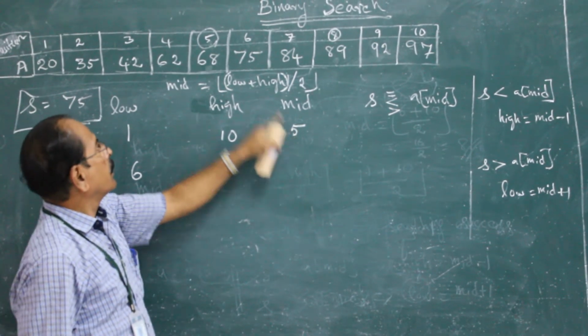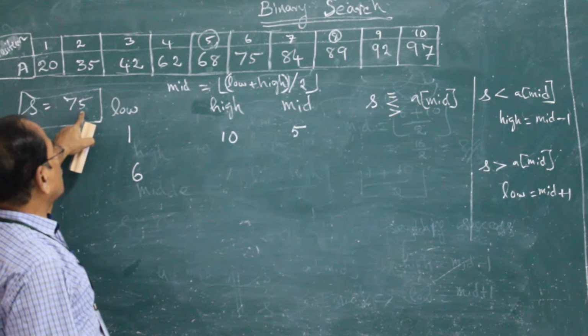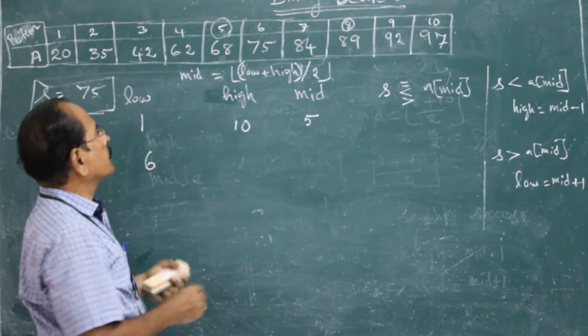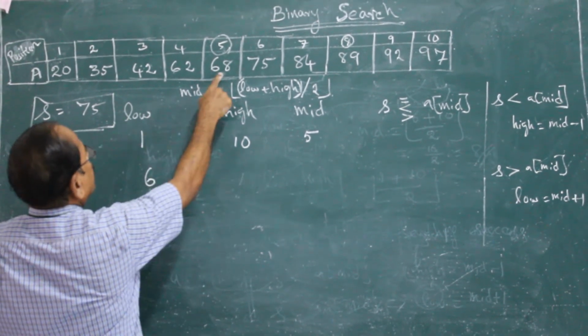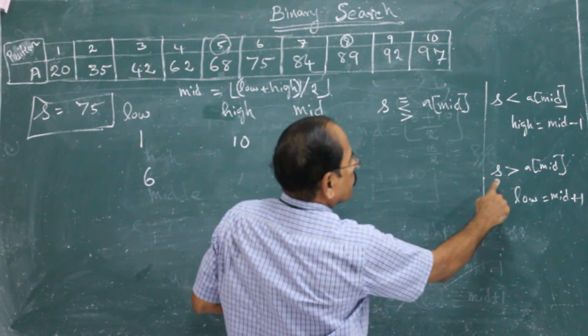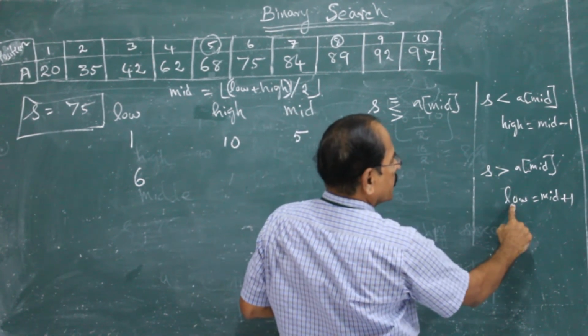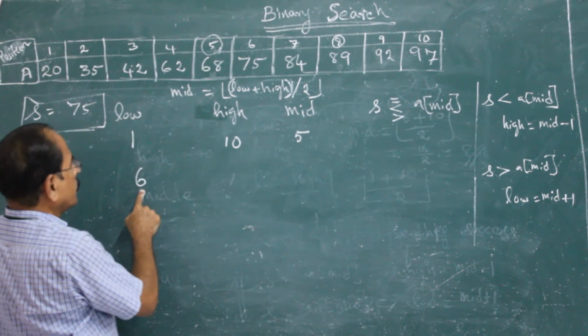Here, 68. Our searching element is 75. So 75 is greater than 68. If the searching element is greater, then we have to make changes on low. Low is equal to mid plus 1. Mid is 5, so low is equal to 6.